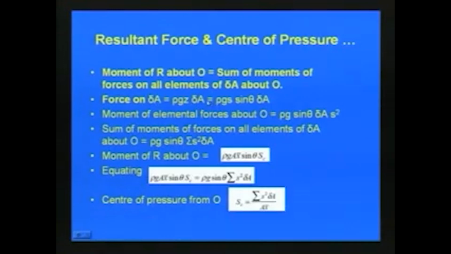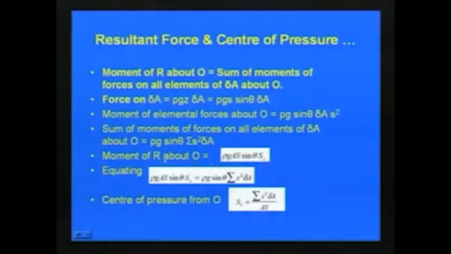delta A, that is equal to rho G into S into sin theta delta A with respect to the previous slide. So, moment of elemental forces about O is equal to rho into G into sin theta delta A into S square. And then the sum of moments of forces on all elements of delta A about O is equal to rho into G into sin theta into sigma S square delta A, and then finally the moment of R, the resultant force about O, is equal to rho G into A x bar sin theta into SC.